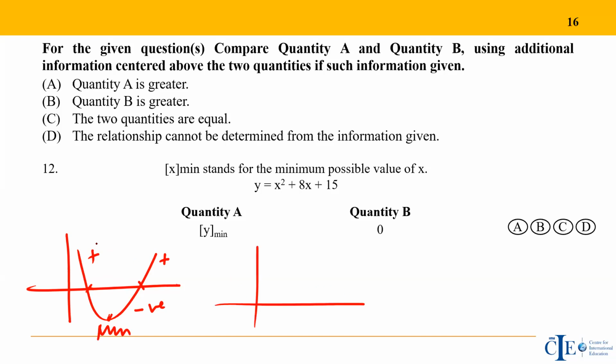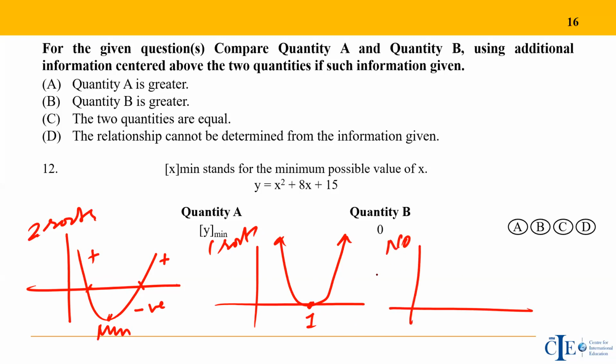Second is when there's only one root. That means it just touches the x-axis, it just kisses the x-axis and bounces back. So you're going to have only one real root, and there is no negative y happening in that case. The minimum of y would be 0. And the third case, when there are no real roots, that means the quadratic stays totally above the axis. Again, in this case there is no negative value.